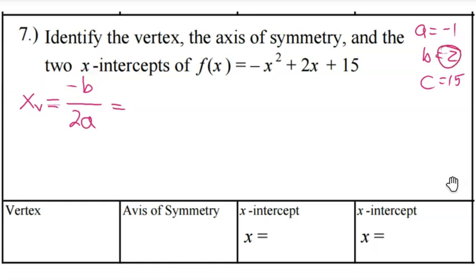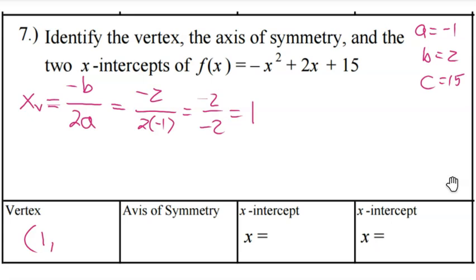And so now, to find the x value of the vertex, I need negative b in the numerator. Well, b is 2, so I'm going to put negative 2 in the numerator. And I need 2 times a in the denominator. Well, a is negative 1, so 2 times negative 1. So now I have negative 2 over negative 2, and negative 2 divided by negative 2 is 1. So I know that the vertex has an x value of 1.